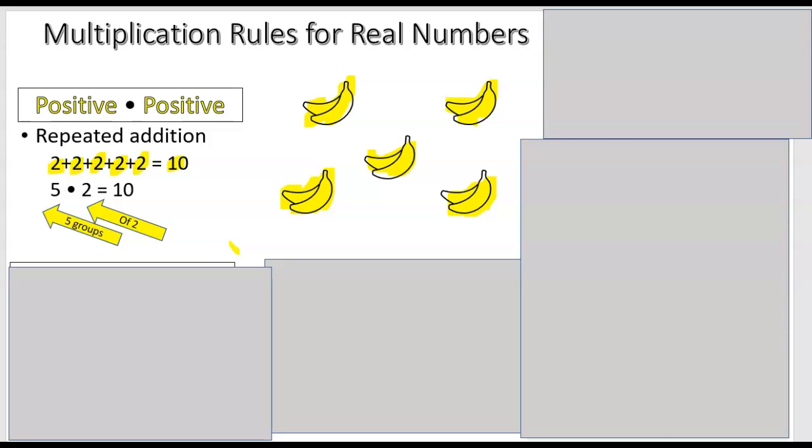If they're all the same size group, I just count them up. 1, 2, 3, 4, 5 groups of 2 is 10. Okay? So what happens if these bananas are evil?